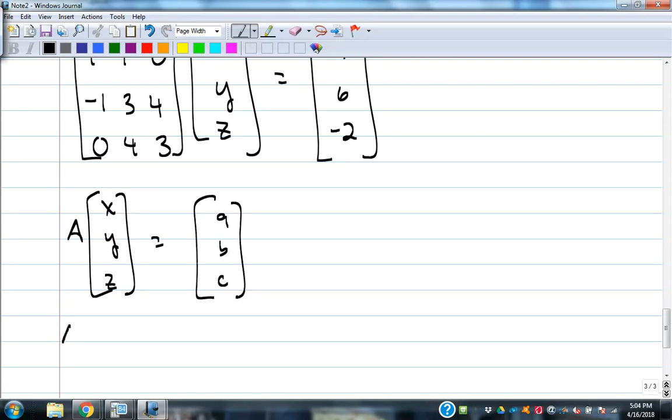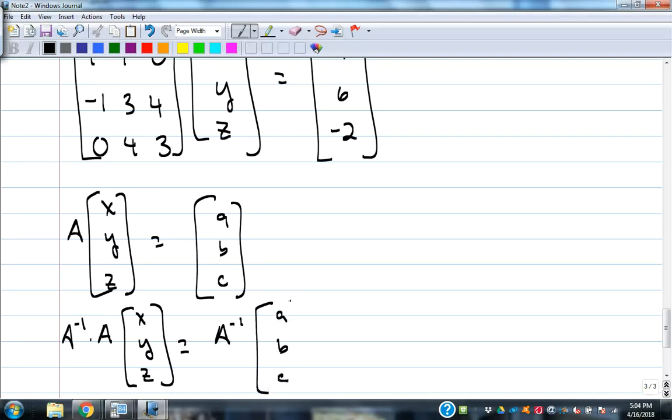To solve that, you take A inverse times A times X, Y, Z, and then A inverse times that matrix, A, B, C. And what that gives you is the answers for X, Y, and Z. That's what the application of the inverse is. It's just like an equation.